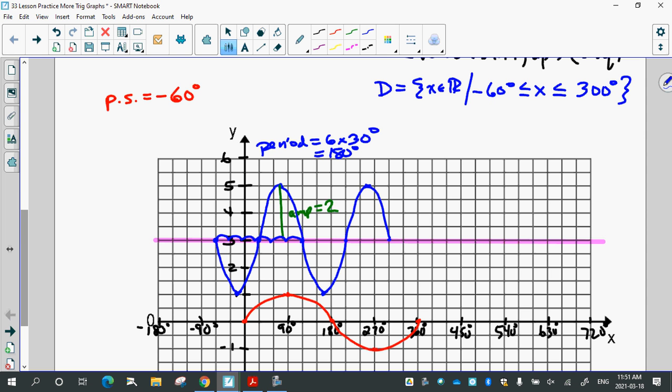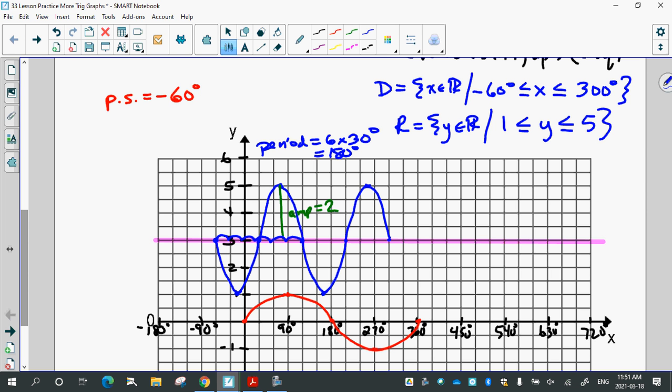And my range, so y is an element of the reals as long as the lowest we ever get is 1, which is less than or equal to y, which is less than or equal to 5, the highest. Any questions about any of that? How to get any of the specific points? Amplitude, period, or phase shift? Range? Everybody's okay for that one?